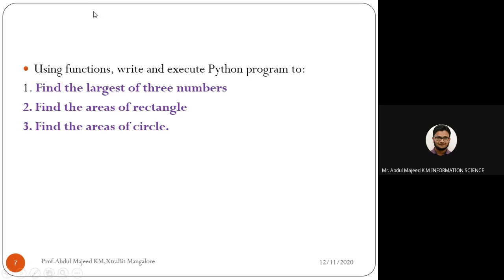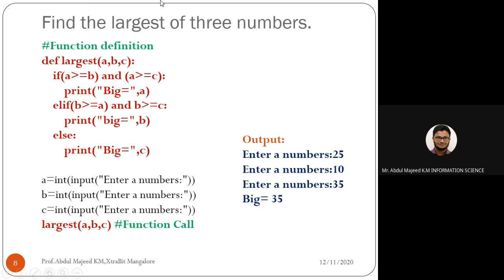Now we can see some examples. Find the largest of three numbers using function, find the area of rectangle using function, find the area of circle using function. Let's discuss one by one. So first one, find the largest of three numbers. We have to take three numbers as input, then check which is the largest one. So we have to write a function to find the largest of three numbers.